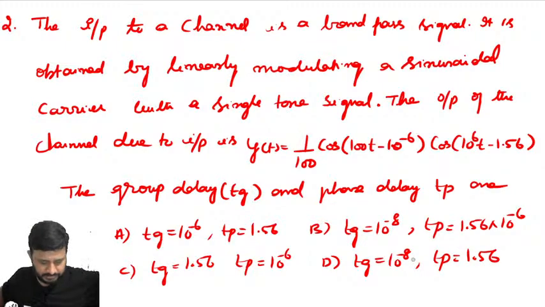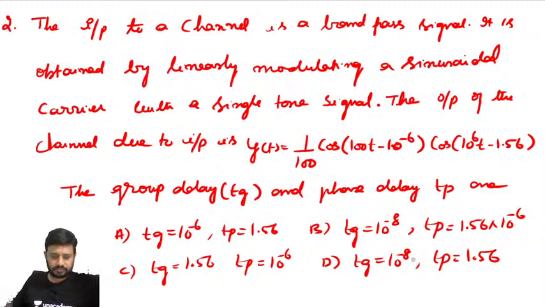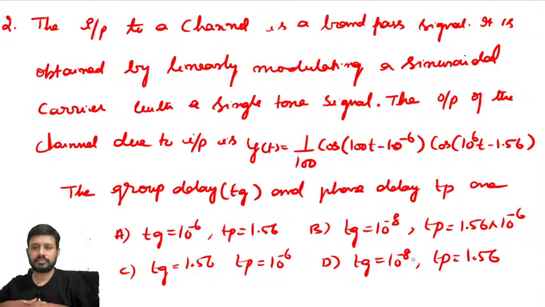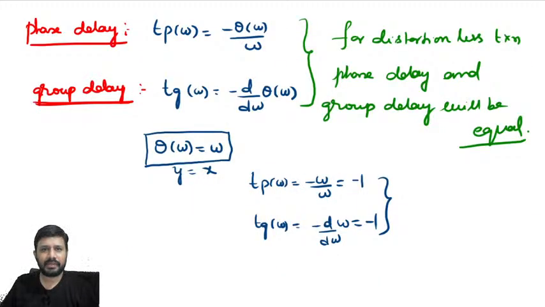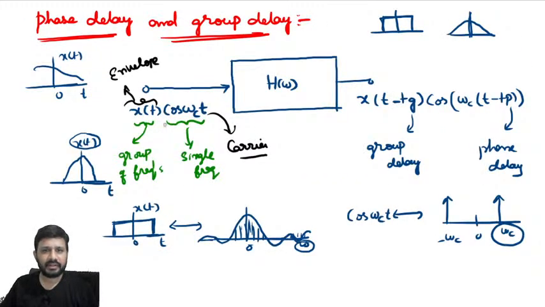Come on, what is the answer? A, B, C, D. This is a previous GATE question. The hint is, look here, whatever I told here, in the same way the question was framed.